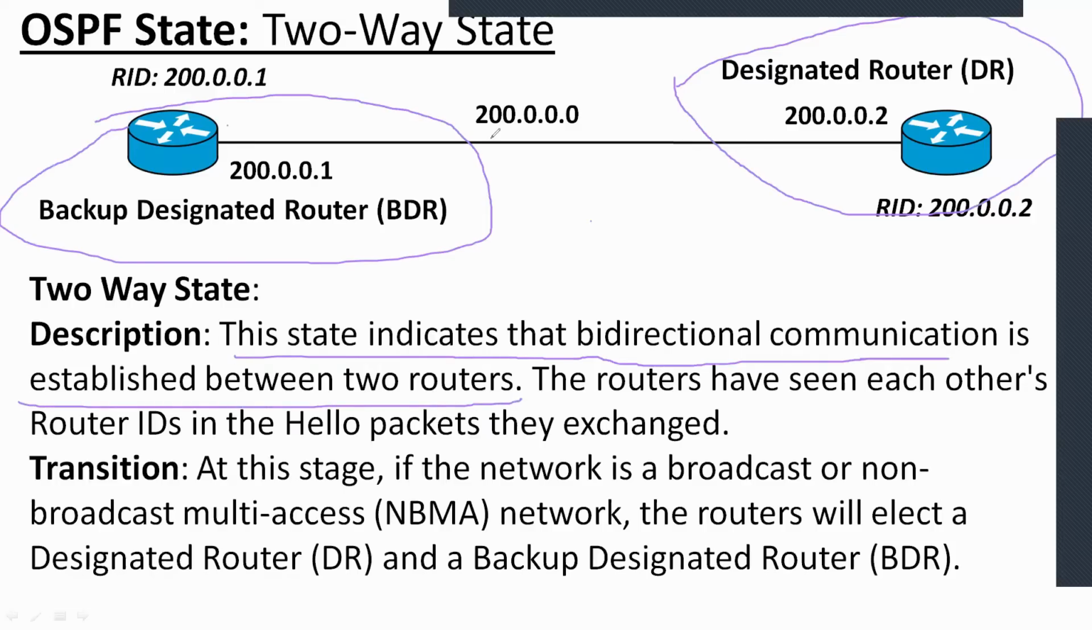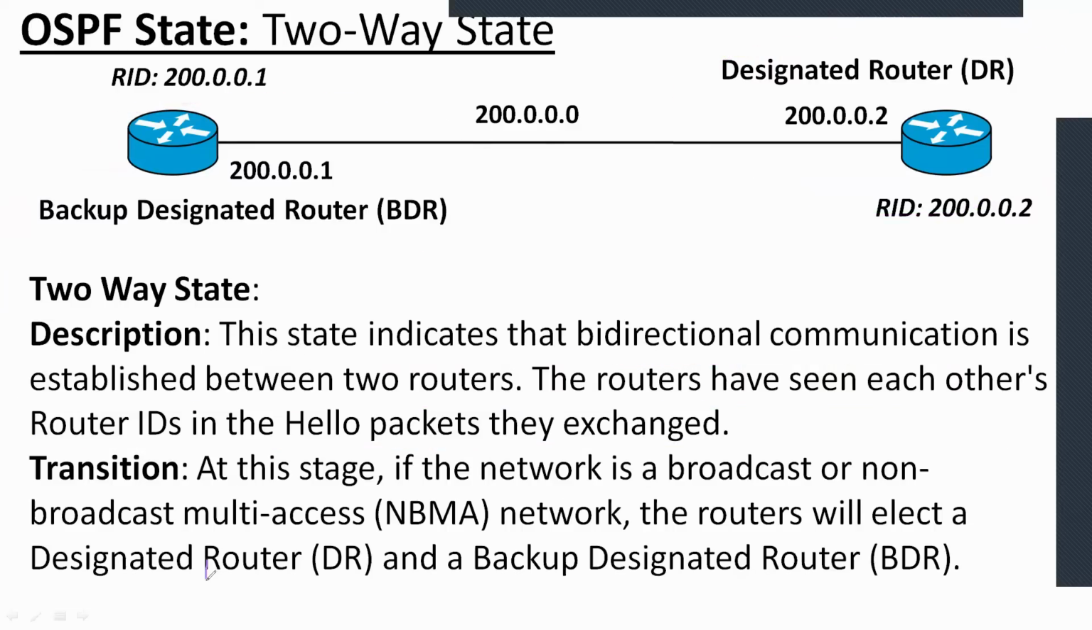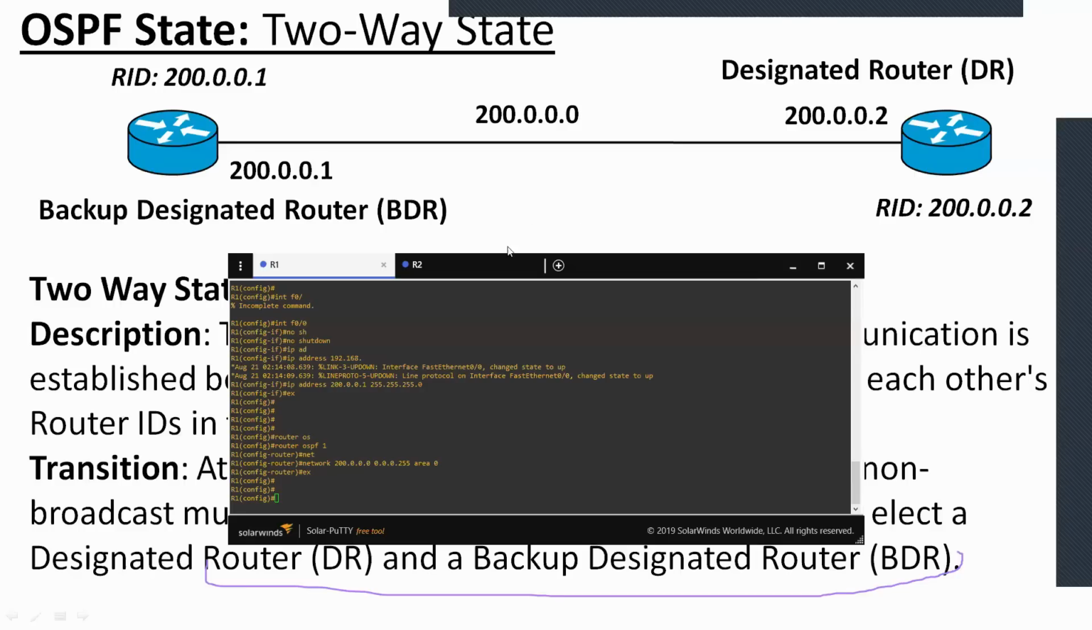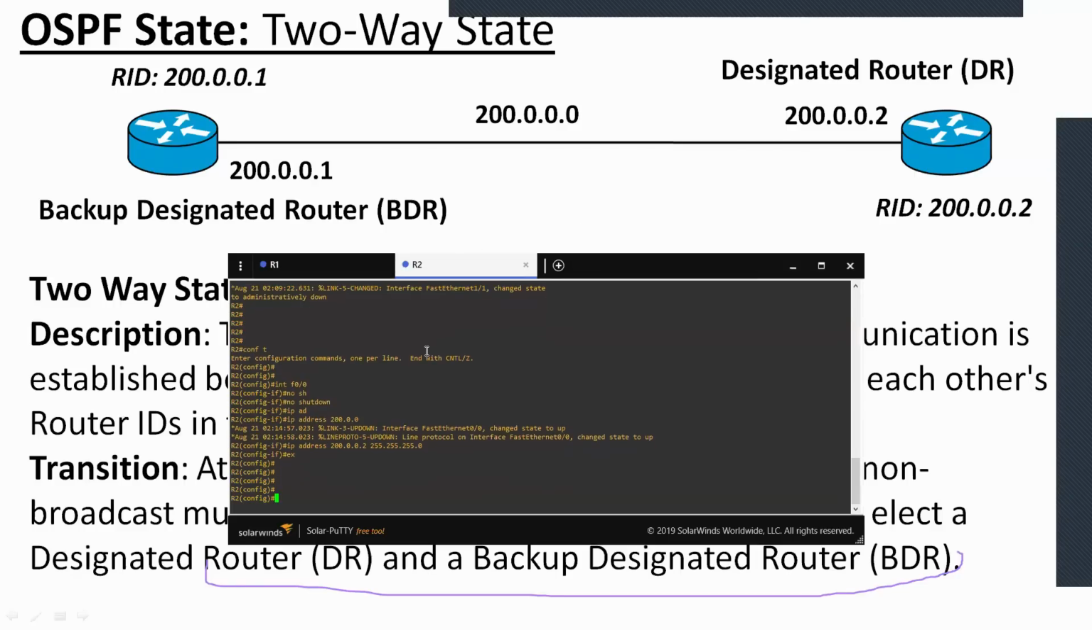After creating the neighbor table, they will establish the two-way communication channel. The routers have seen each other's router ID. So in this state, the router ID will also be exchanged and the DR and BDR election will be done in this state. Okay. So whenever we configure, let's configure the OSPF on the other side also.